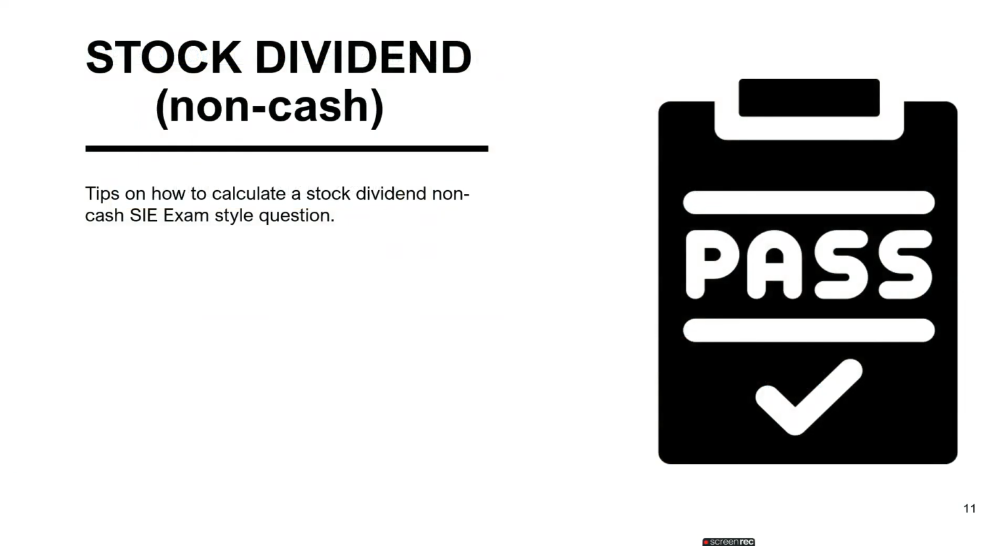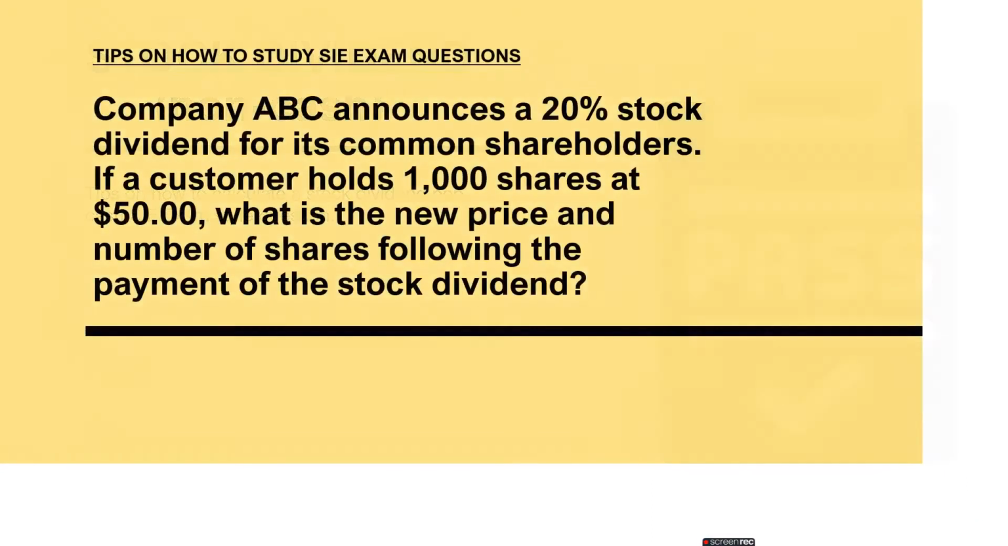Stock dividends. So we're going to talk about how to calculate a stock dividend, a non-cash SIE exam style question. Company ABC announces a 20% stock dividend for its common shareholders. If a customer holds 1,000 shares at $50, meaning $50 per share, what is the new price and number of shares following the payment of the stock dividend?